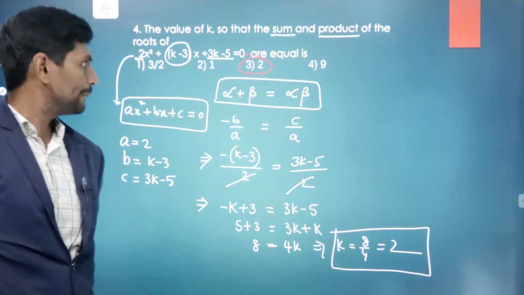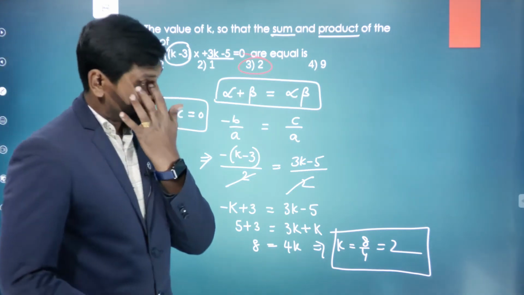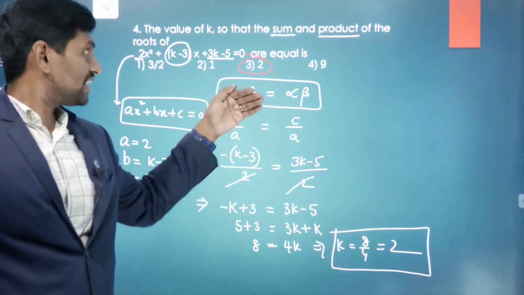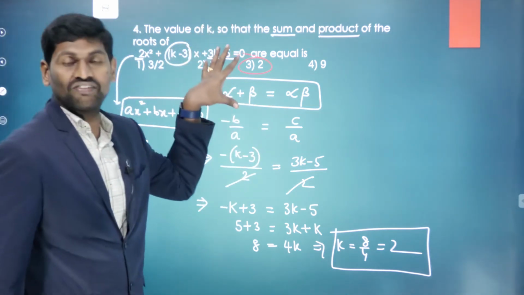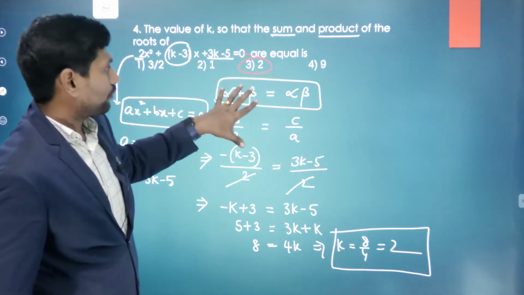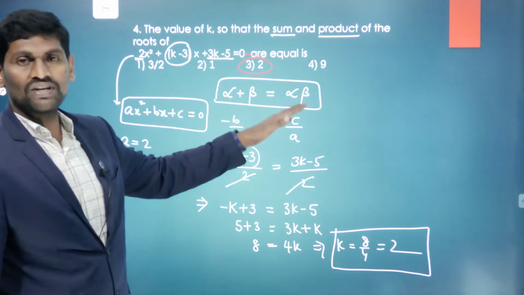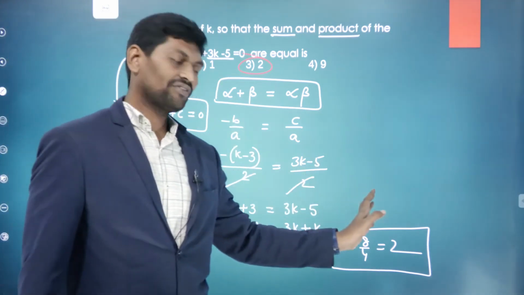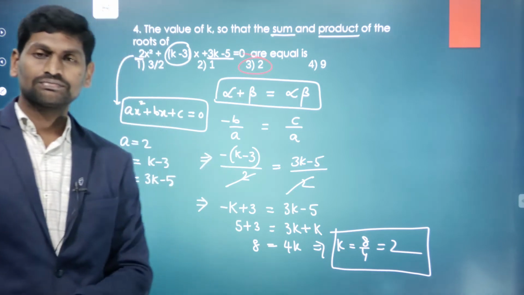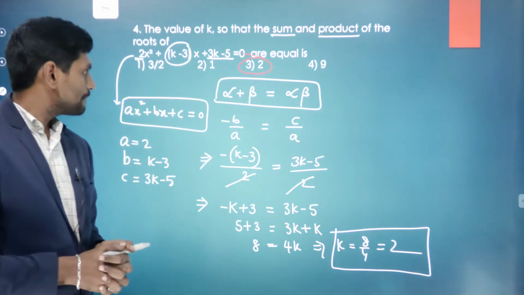Okay? So while you are reading the question, you should understand what conditions are given and what we have to make equal: sum of roots, product of roots. Then the formulas we have written, substitute the given values, just simplification. That's it. Clear?